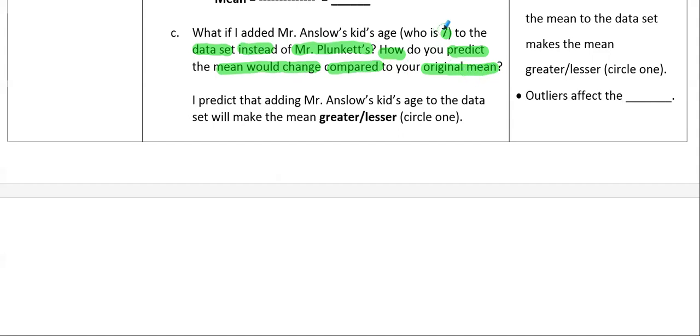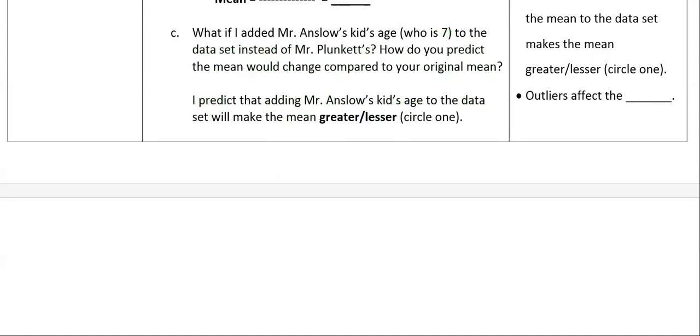Okay, well, 7 is less than any of the data in our data set, and it's far less than our original mean of 11.2. So what do you predict? I predict that adding Mr. Anslow's kid's age to the data set will make the mean, I hope you know this, lesser. It's going to go down because that 7 is less than the rest of the data. So it's going to make the mean also be less.